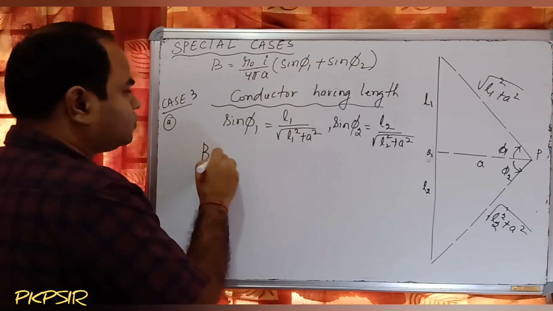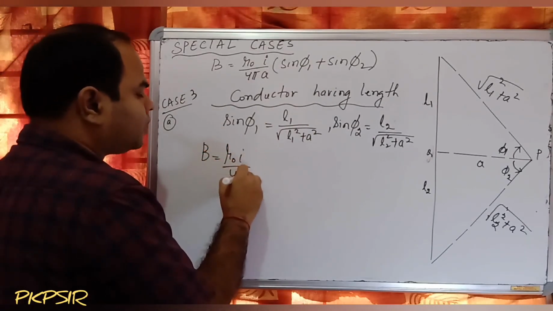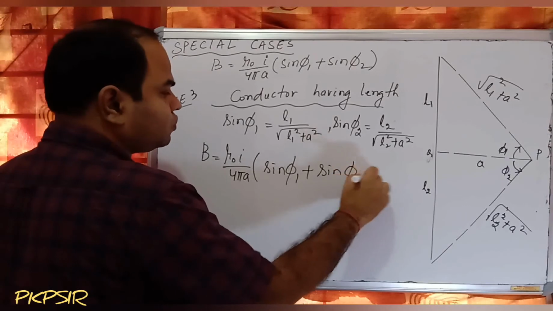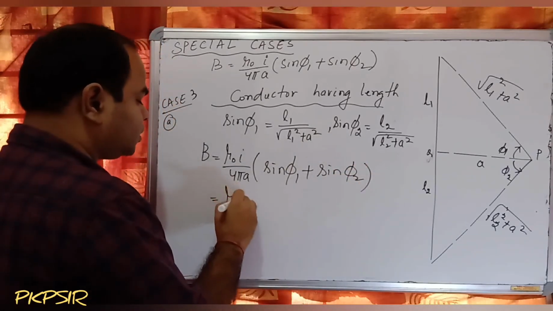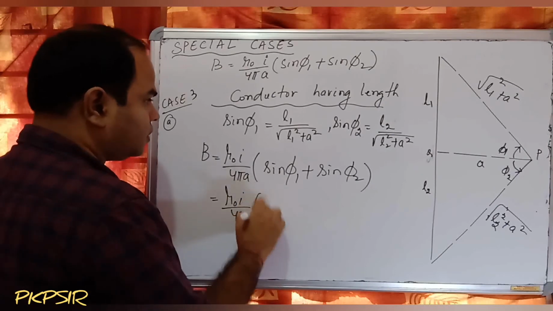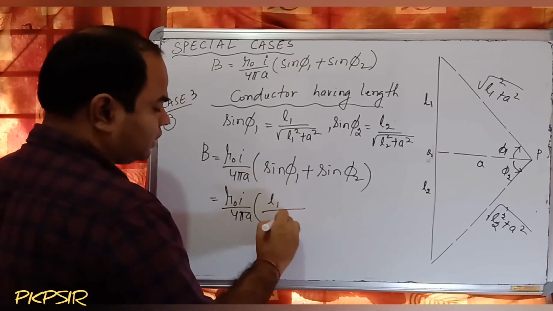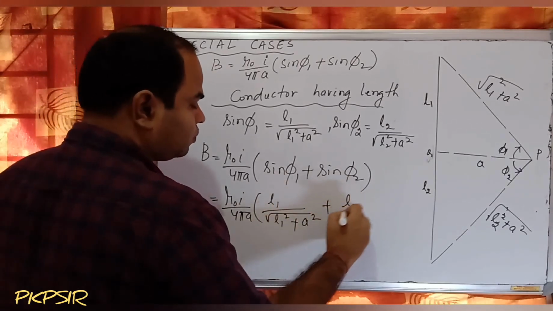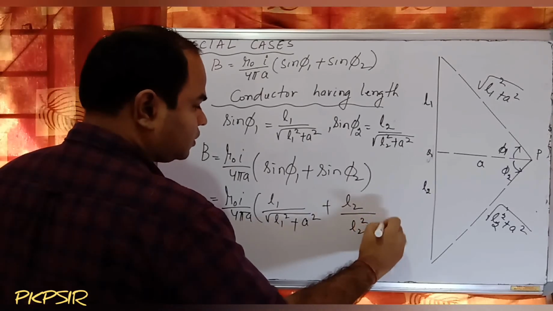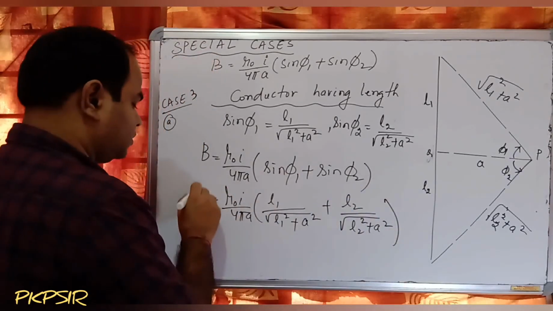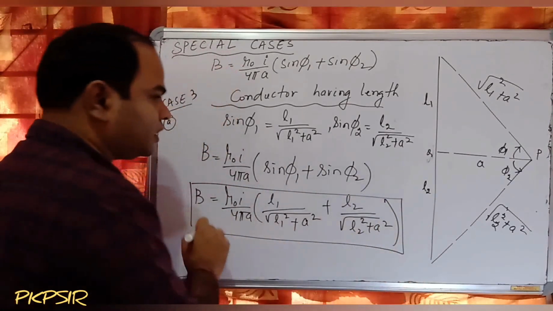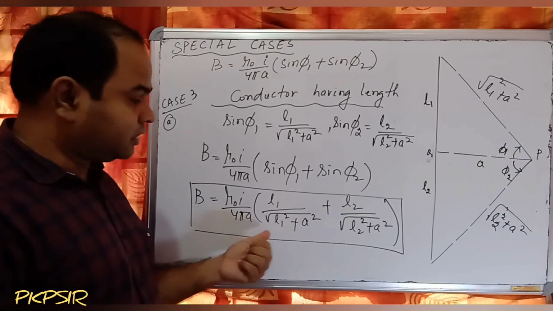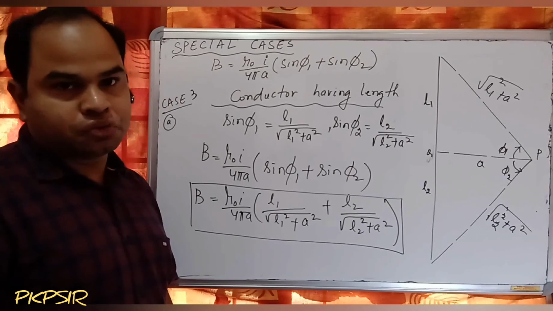So B is equal to mu naught I by 4 pi A, sin phi 1 plus sin phi 2. So that is equal to mu naught I by 4 pi A, L1 by root over of L1 square plus A square plus L2 by root over of L2 square plus A square. The magnitude of magnetic field at point P is B is equal to mu naught I by 4 pi A, L1 by root over of L1 square plus A square plus L2 by root over of L2 square plus A square.